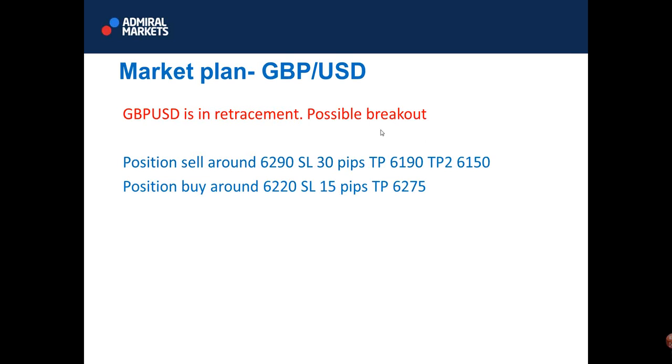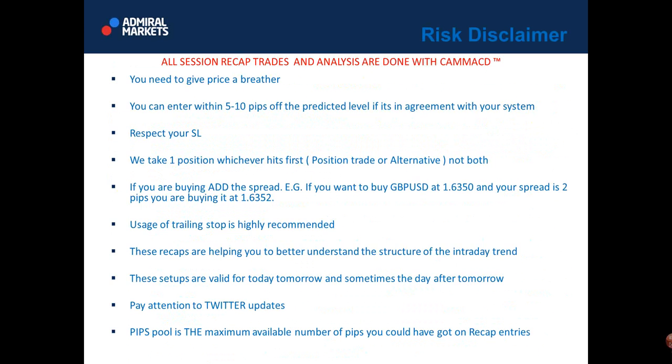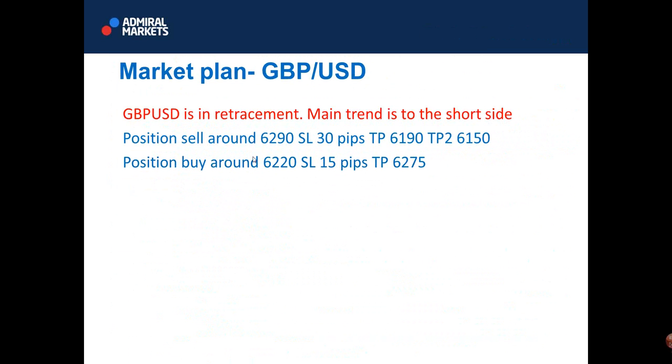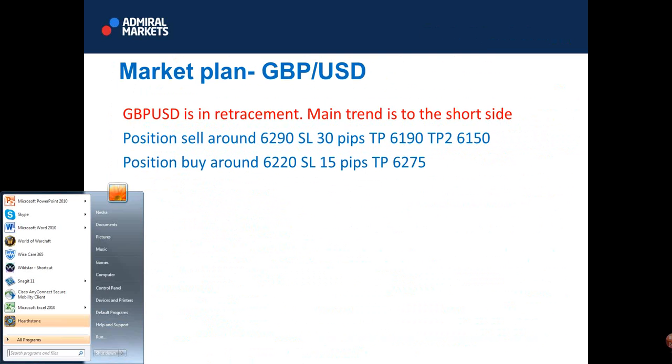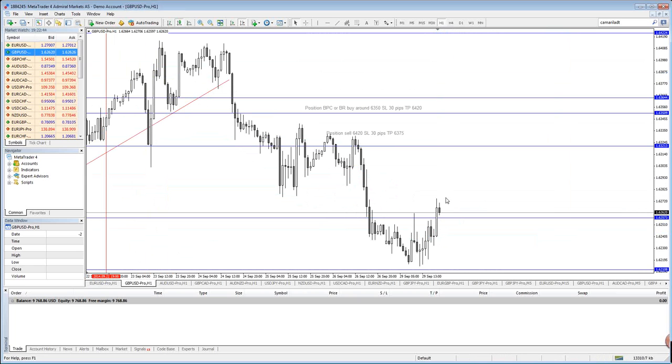GBP is in retracement. This is a mistake. There is no possible breakout, and the main trend is to the short side, okay? So the main trend is to the short side, guys, and this is what I'm looking at. Position sell at around 62.90, but again, guys, this is also a strong zone around 62.75. So this is basically breakout, retest, continuation.